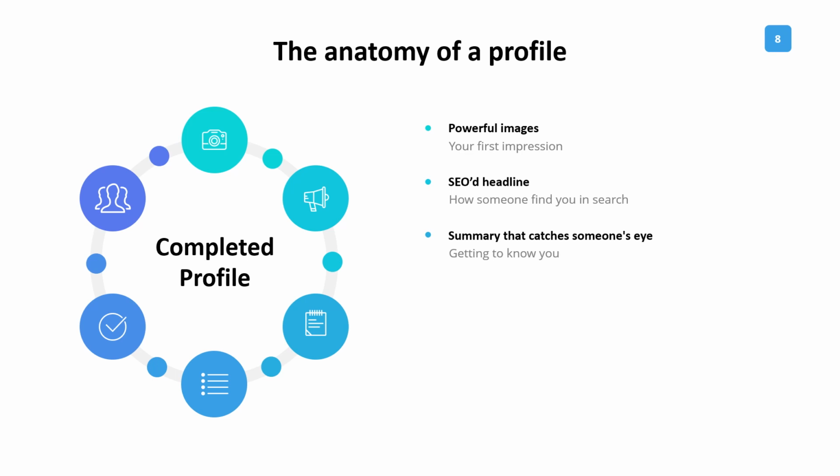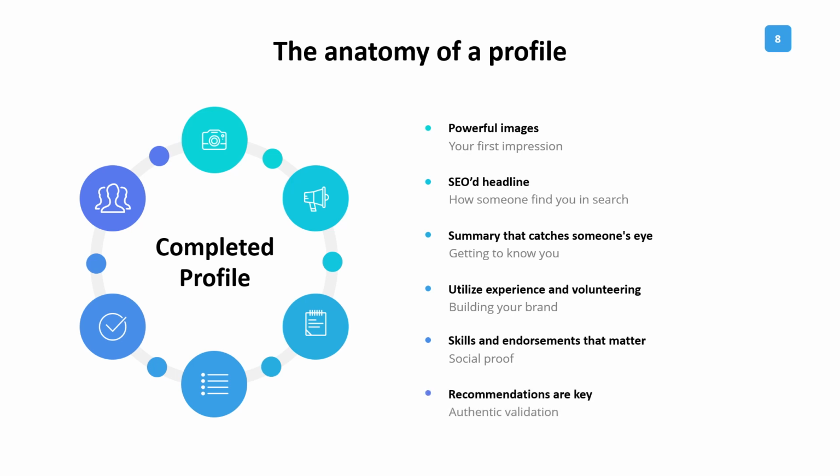Then you need to have a summary that catches someone's eye so they get to know who you are. You need to then utilize your experience and your volunteering so that you can build your brand. Then you need to list your skills and get endorsements related to those skills that matter, that actually show social proof that you know what you say you know. And then we want to get you good quality recommendations. They are key. They add a degree of authenticity and they validate you.